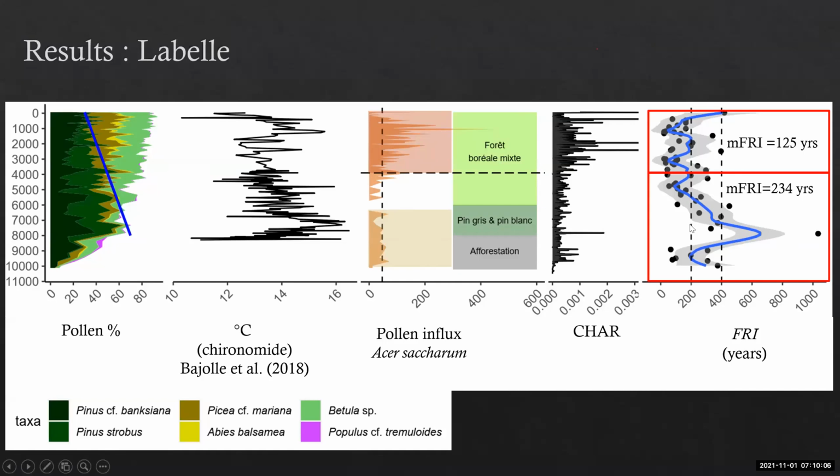Here, if we look at the mean fire return interval before and after Acer saccharum establishment, we can see that there is a significant difference before and after. So during the Acer saccharum presence, there is a fire return interval of 125 years. So more fire during sugar maple presence.